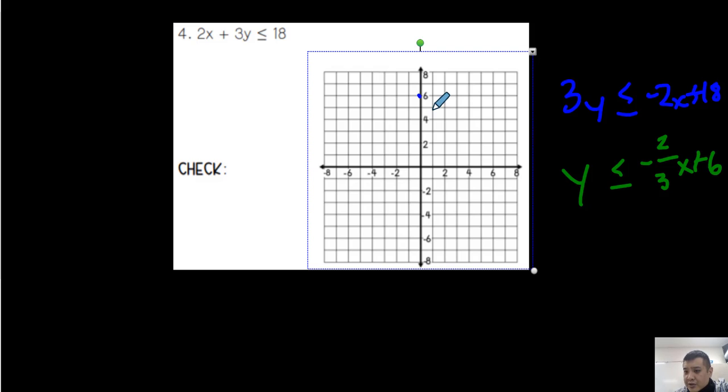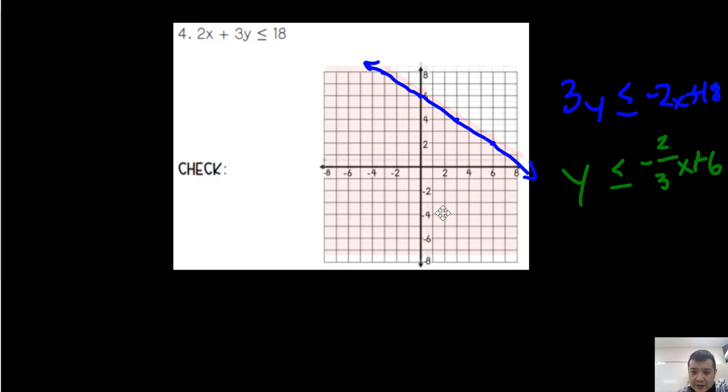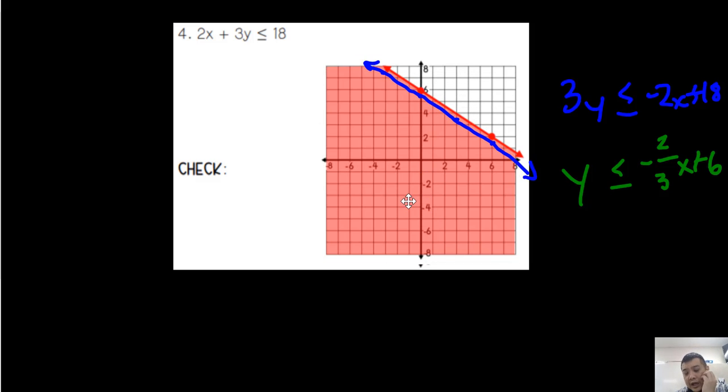And we are going to go down 2/3, down 2/3, and we're going to have a solid line because this has the underline and it includes the points on that line. And since this says y is less than that, we're going to shade underneath, and we're going to have something like that. Okay, shading underneath.